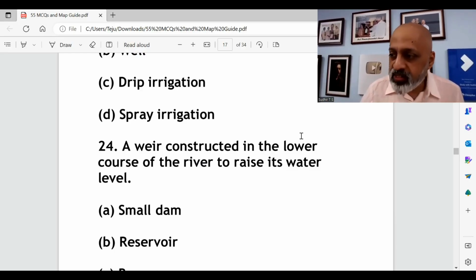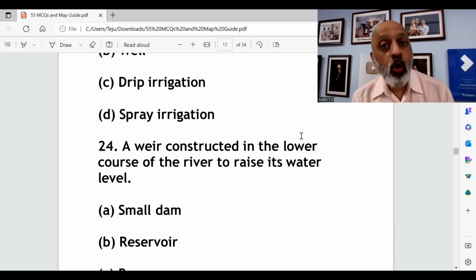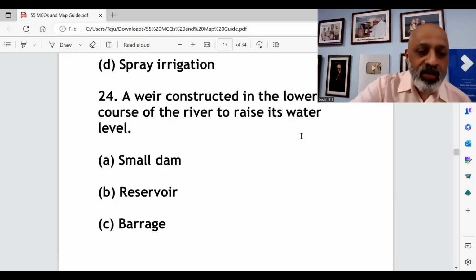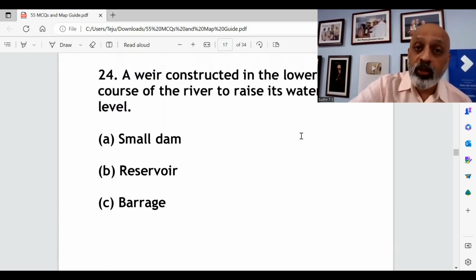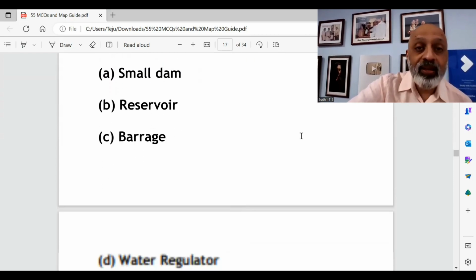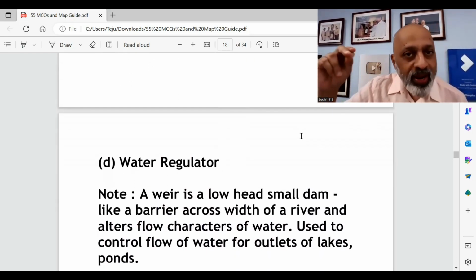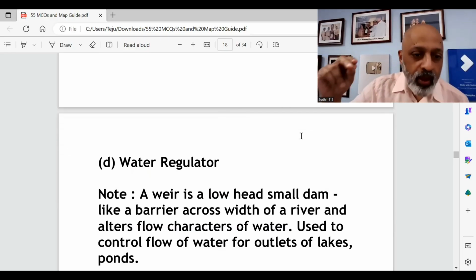24th question. A weir constructed in the lower course of the river to raise its water level is called a small dam. What is it? Is it a small dam? Is it a reservoir? Is it a barrage? Or is it a water regulator? The correct answer is A, small dam. A weir is a small head small dam, low head small dam, like a barrier.